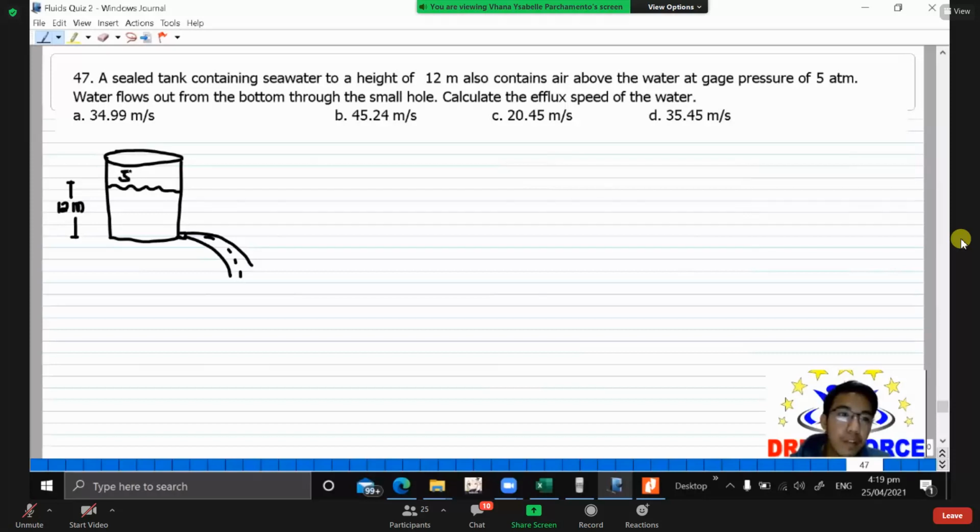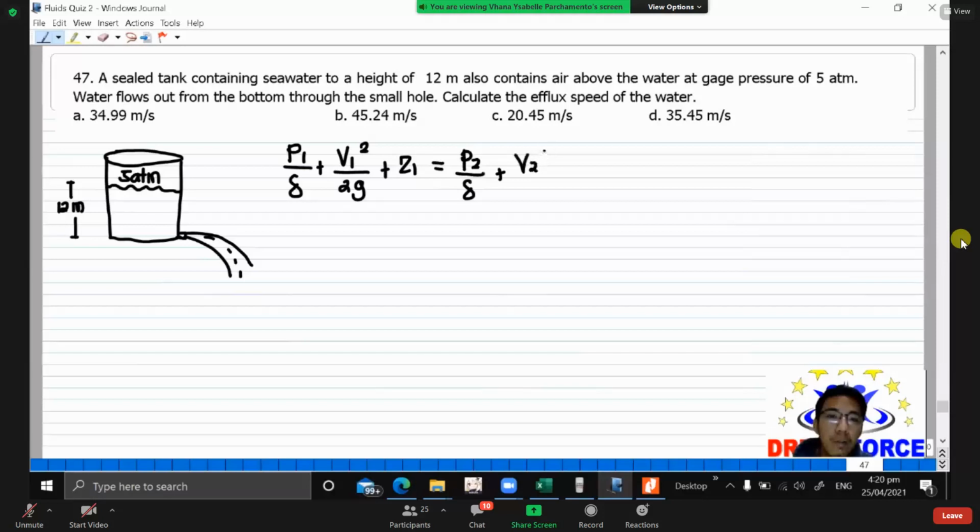So, you have a pressure here. We have your 5 atmosphere pressure, our air pressure. What is being asked is our efflux speed. To get the efflux speed, we use Bernoulli's equation. So, what is our Bernoulli's again? P1 over the specific weight plus V1 squared over 2G plus our elevation head Z1 is equal to P2 over the specific weight plus V2 squared over 2G plus our Z2.